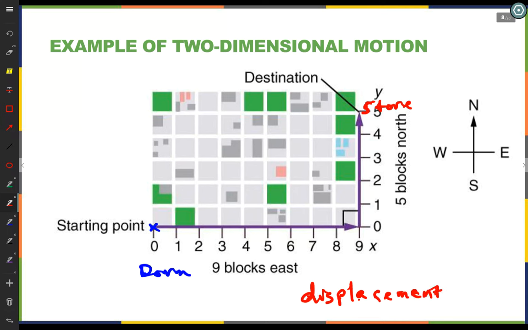The displacement is found using the Pythagorean theorem. So D is equal to the square root of 9 squared plus 5 squared. So 81 plus 25, 106. Square root of 106, well, we know square root of 100 would have been 10. So it's going to be a little bit more than 10 blocks is the actual displacement. Assume I did that right. So that's how we would actually calculate the displacement.